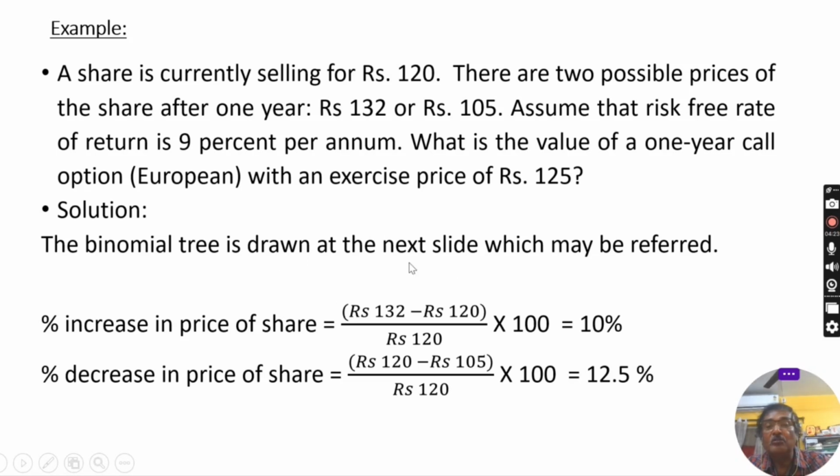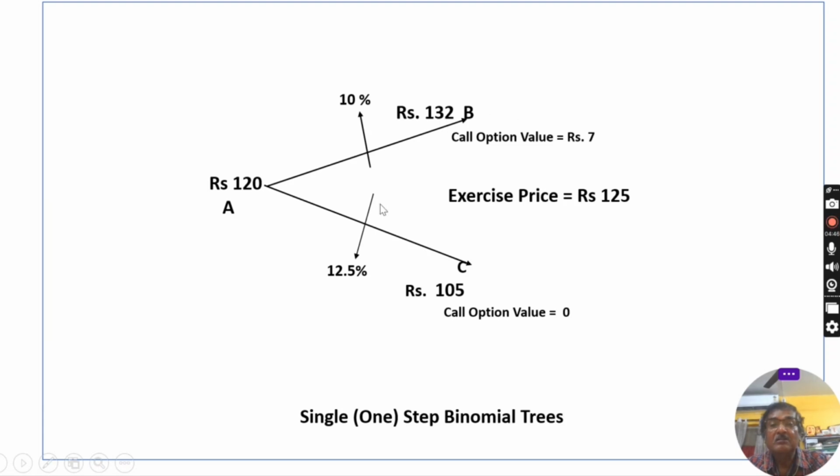The binomial tree is drawn in the next slide. I will discuss later on the steps which I have already mentioned. Before that, how you will calculate the increased percentage of share price and decreased percentage of share price. This is the picture. I mentioned here, this is the initial price of the share, 120. You can see the problem. And after 1 year, the period is 1 year length. This is the 1 year.